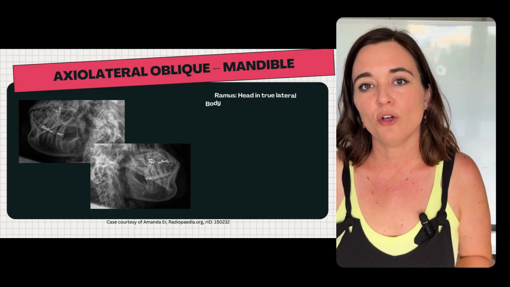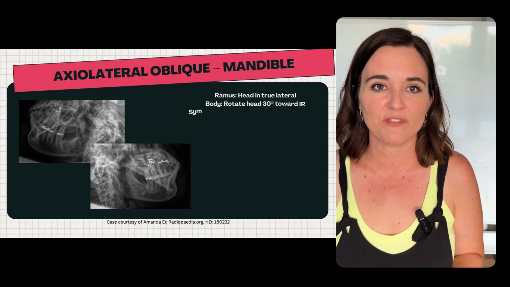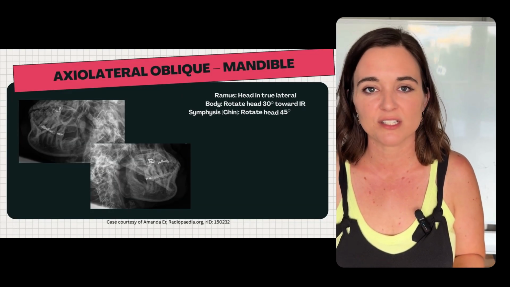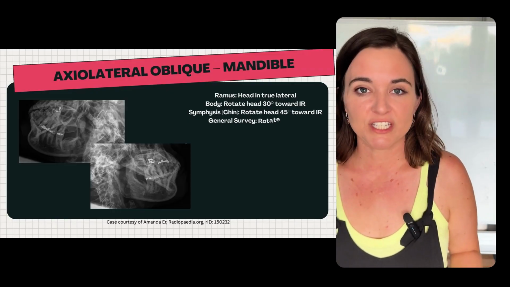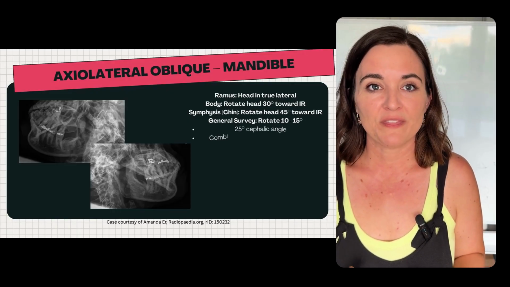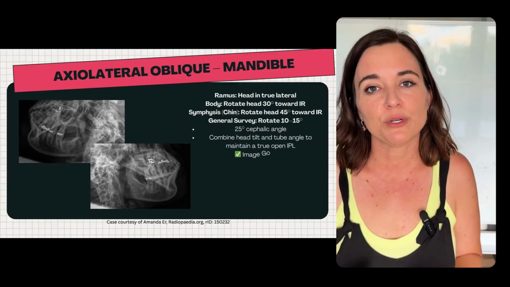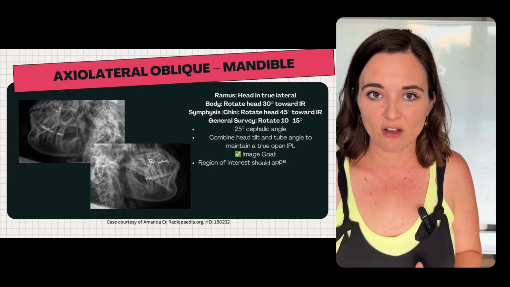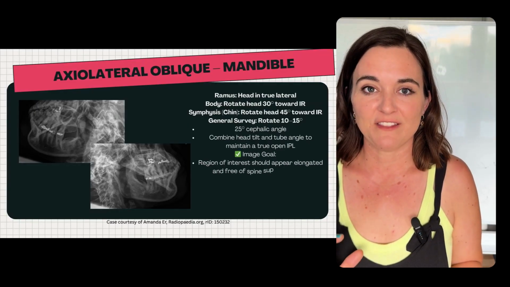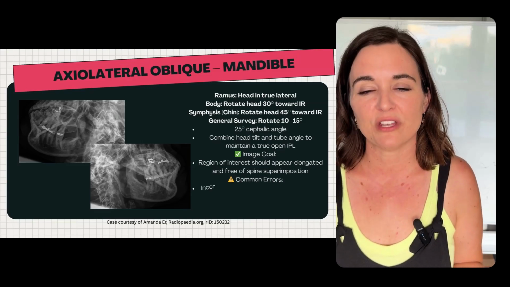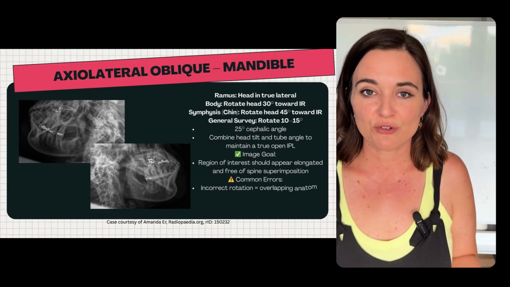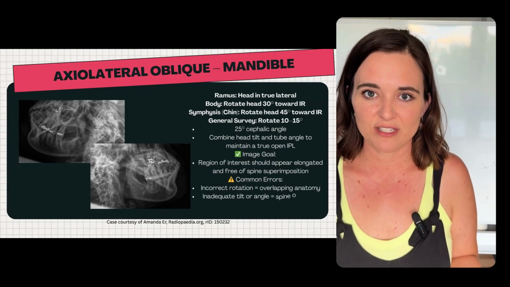Your axiolateral oblique mandible. This position varies depending on the region of interest. If you're interested in the ramus, you want the head in a true lateral position. If you're interested in the body, you want to rotate the head 30 degrees toward the IR. If you're interested in the mentum, the chin, rotate 45 degrees. For a general survey, rotate 10 to 15 degrees.